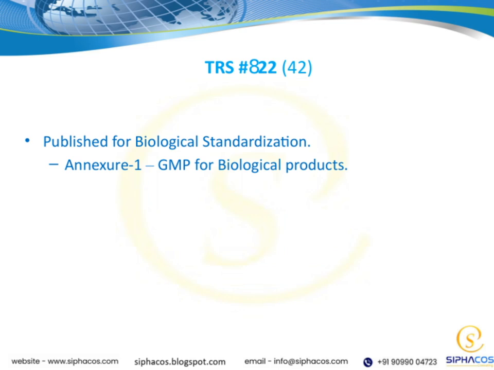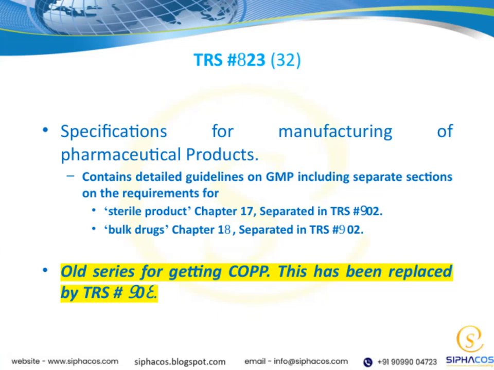The number 42 indicates the specific section or chapter we are focusing on. Overall, these standards are vital because they help maintain the quality, safety, and efficacy of biological medicines, aligning with our broader goal of safeguarding public health. So, understanding and applying these GMP guidelines is essential for manufacturers and regulators alike. Let's talk about the specifications for manufacturing pharmaceutical products.